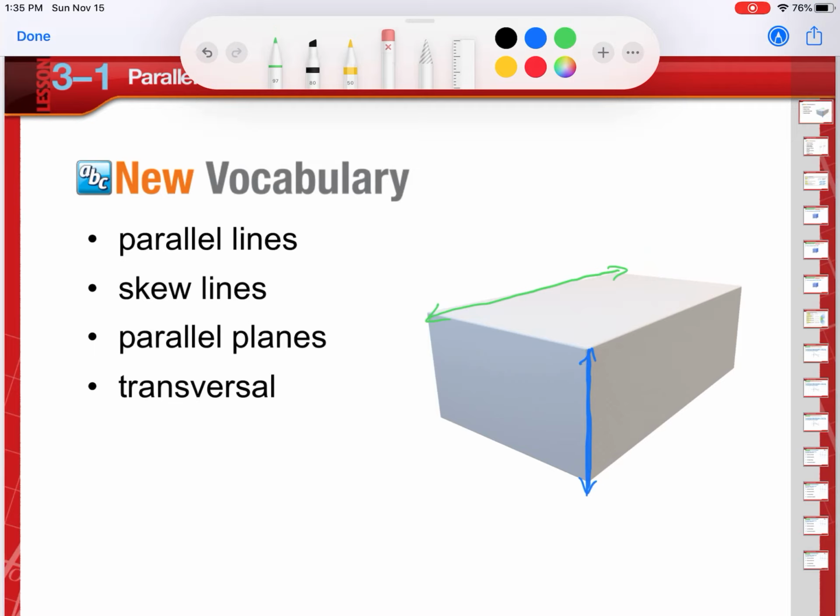Parallel planes are the same thing as parallel lines except they're planes. So they are going to be planes that will never intersect. They're going in the same direction, they'll never intersect. A good example of that would be 2 opposite sides on this prism. So like this blue side is never going to touch the opposite side over here. They're just going to go on and on forever, side by side.